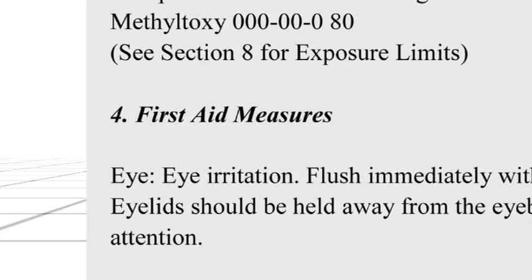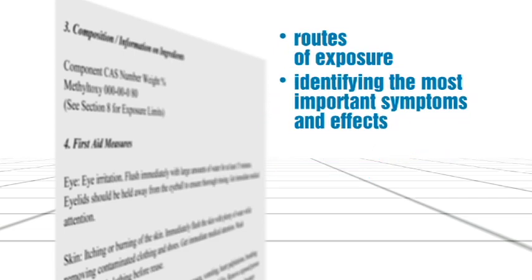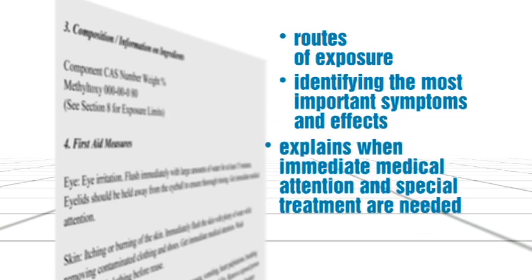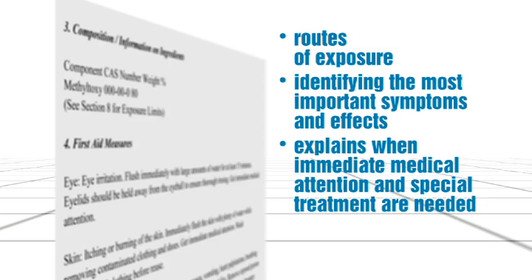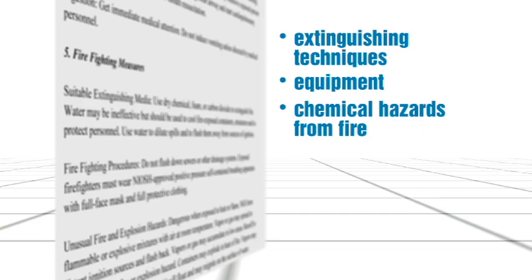Section 4 describes first aid measures, separated out by routes of exposure and identifying the most important symptoms and effects. This section also explains when immediate medical attention and special treatment are needed. Section 5, called Firefighting Measures, outlines extinguishing techniques, equipment, and any chemical hazards from fire.